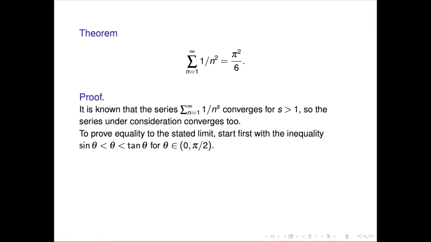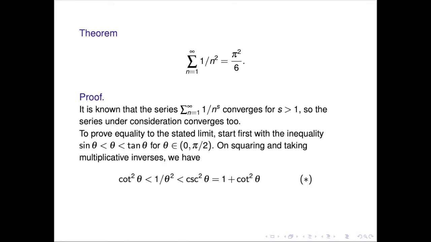Now to prove equality to the limit that we have stated, we start with the inequality sin theta strictly less than theta strictly less than tan theta for theta in the open interval 0 to pi on 2. On squaring and taking multiplicative inverses, we have that the cotangent squared of theta is strictly less than 1 upon theta squared, which in turn is strictly less than the cosecant squared of theta. And from a familiar trigonometric identity, we know that the cosecant squared of theta is nothing but 1 plus cotangent squared of theta. This result we label with an asterisk.